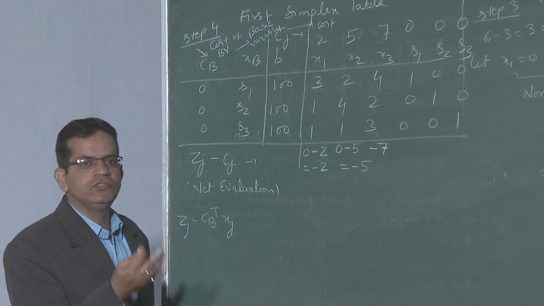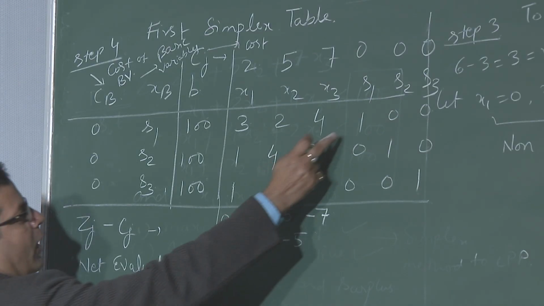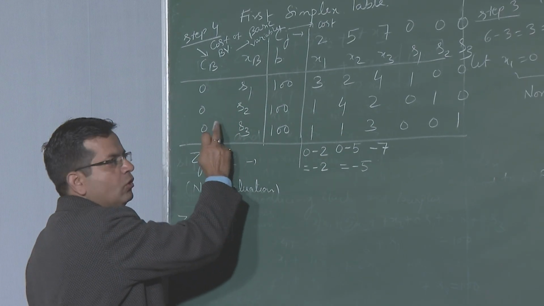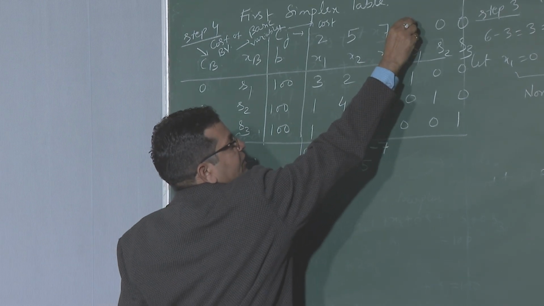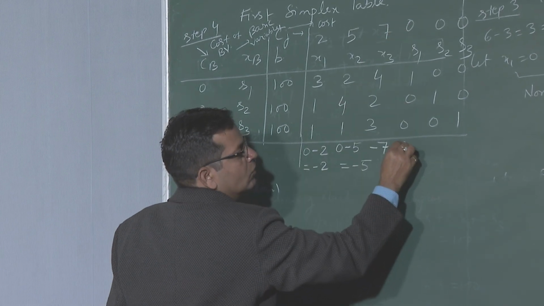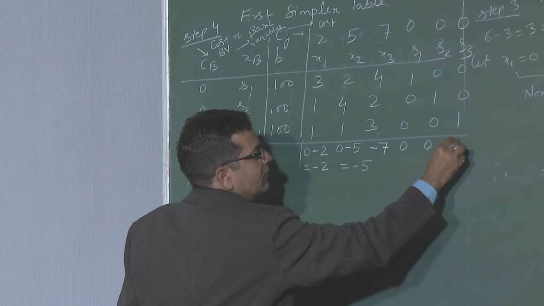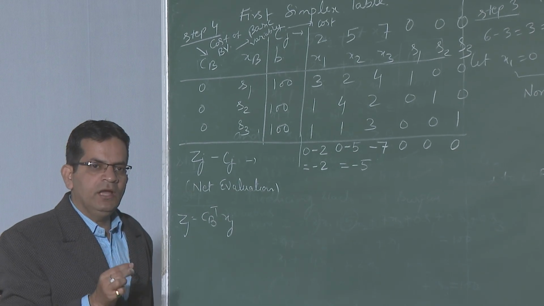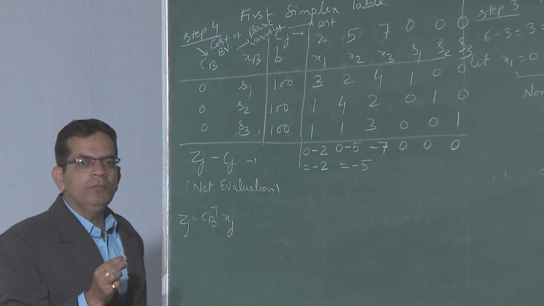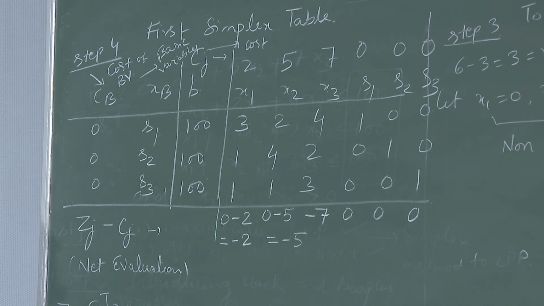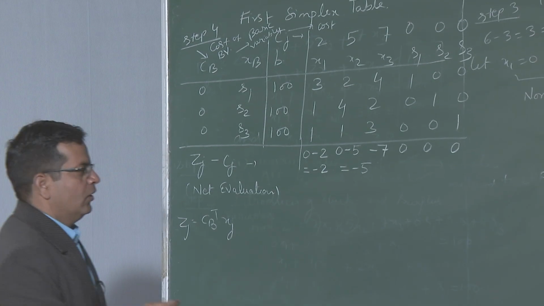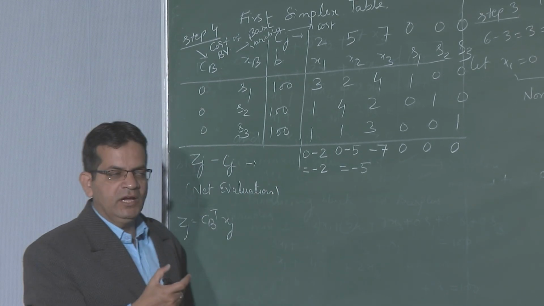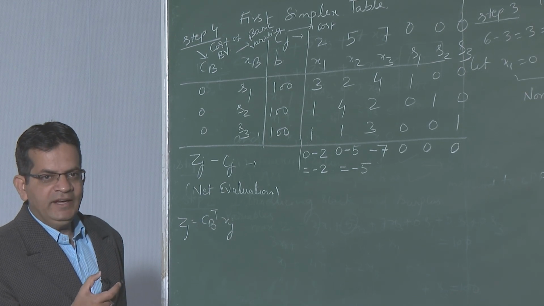Corresponding to a basic variable, the value of Zj minus Cj will always be 0. We can check: 1 into 0 plus 0 into 0 plus 0 into 0, that is 0 minus Cj, and Cj is 0. So, the total is 0. Similarly, for S2 we have Zj minus Cj as 0. This is also a checkpoint: corresponding to a basic variable the value of Zj minus Cj will always be 0.